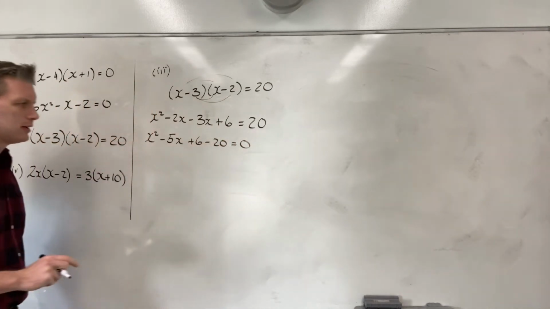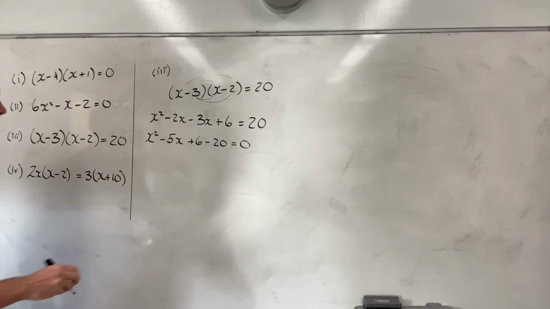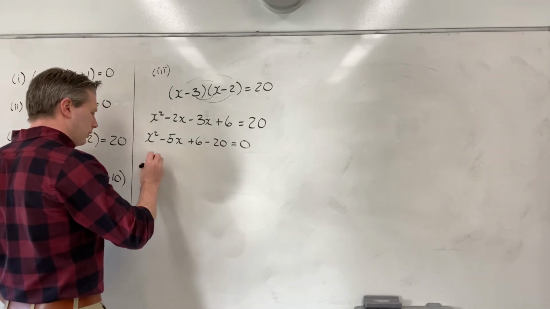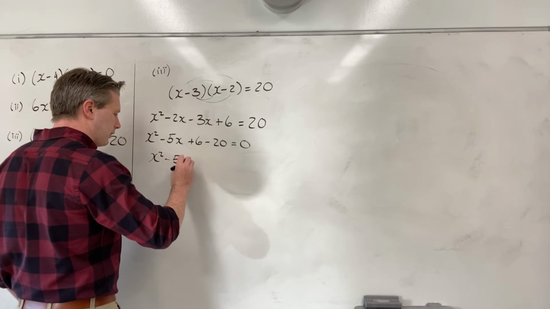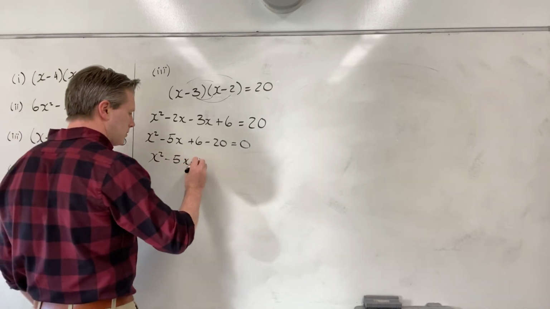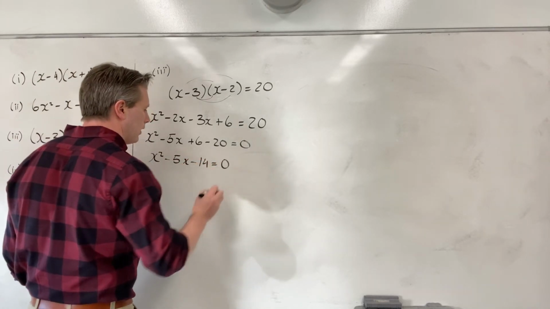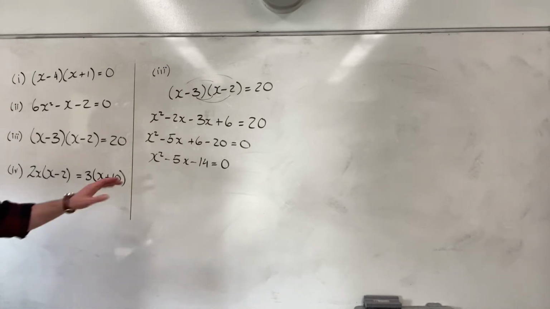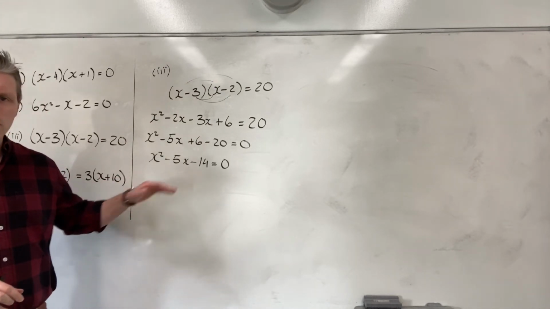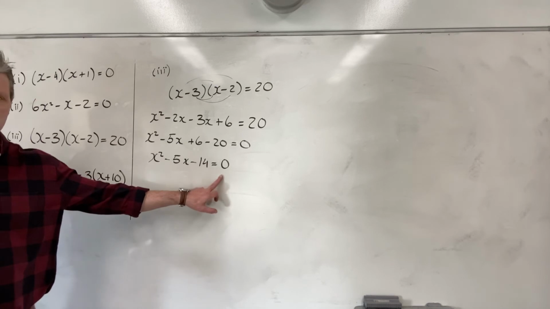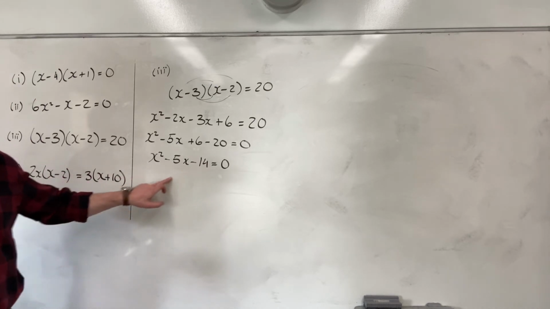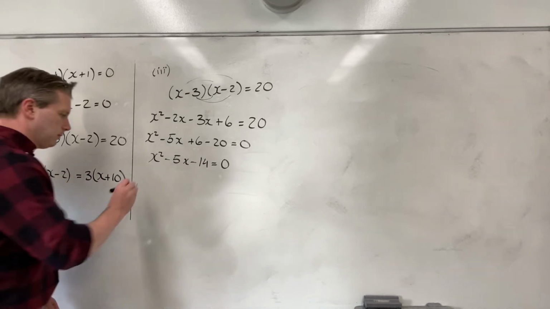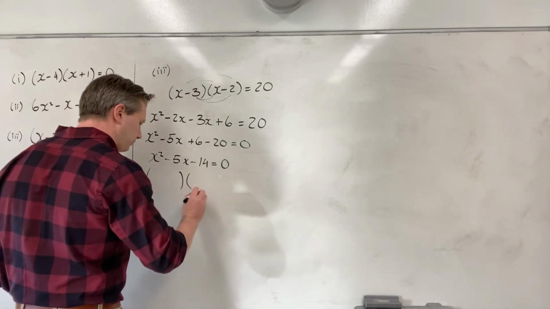I subtract 20 to the left-hand side. I'll gather up these two terms. These are like terms. X squared minus 5x. 6 minus 20 is negative 14. That's equal to 0. And now I have a quadratic trinomial equal to 0. I'm now going to factorize this quadratic trinomial, if I'm able to do that.